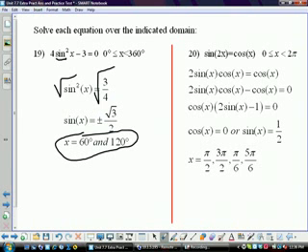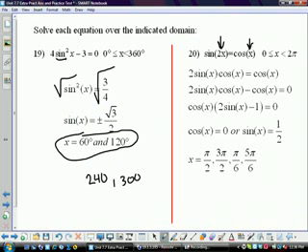Yes? Can you go back to the... Nope. You can go check it out online. I just have to get through these. What do you mean the negatives? I only did root 3 over 2. So I need to do the negatives, right? So 60, 120, so 240, and 300, right?